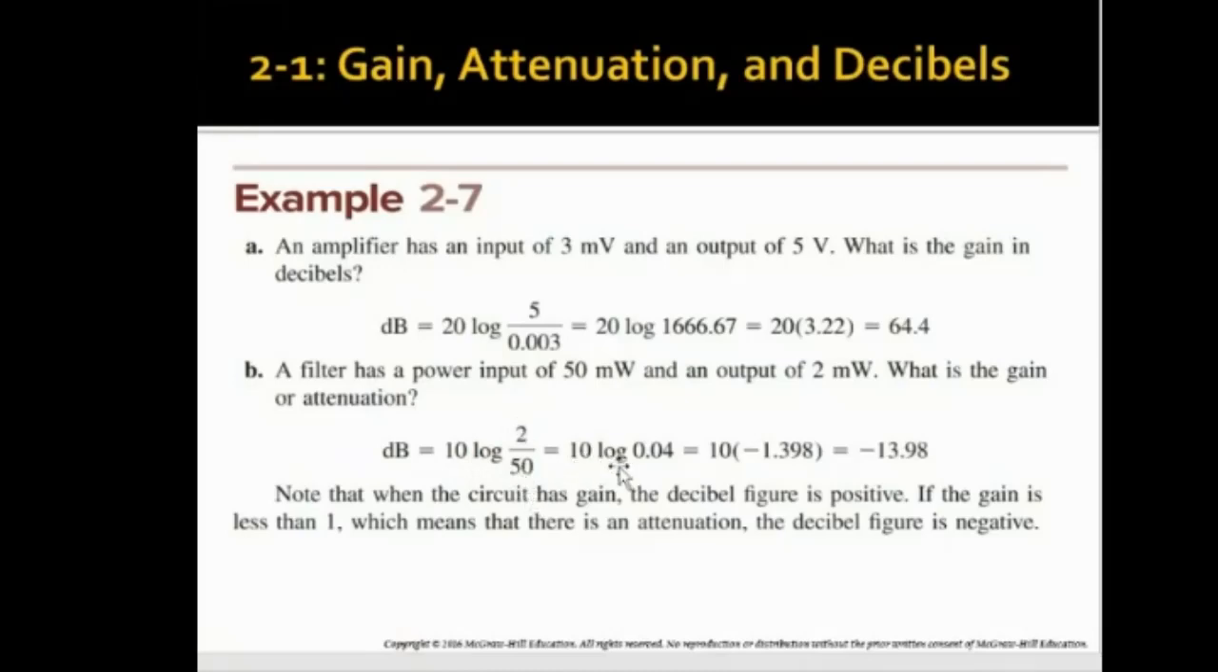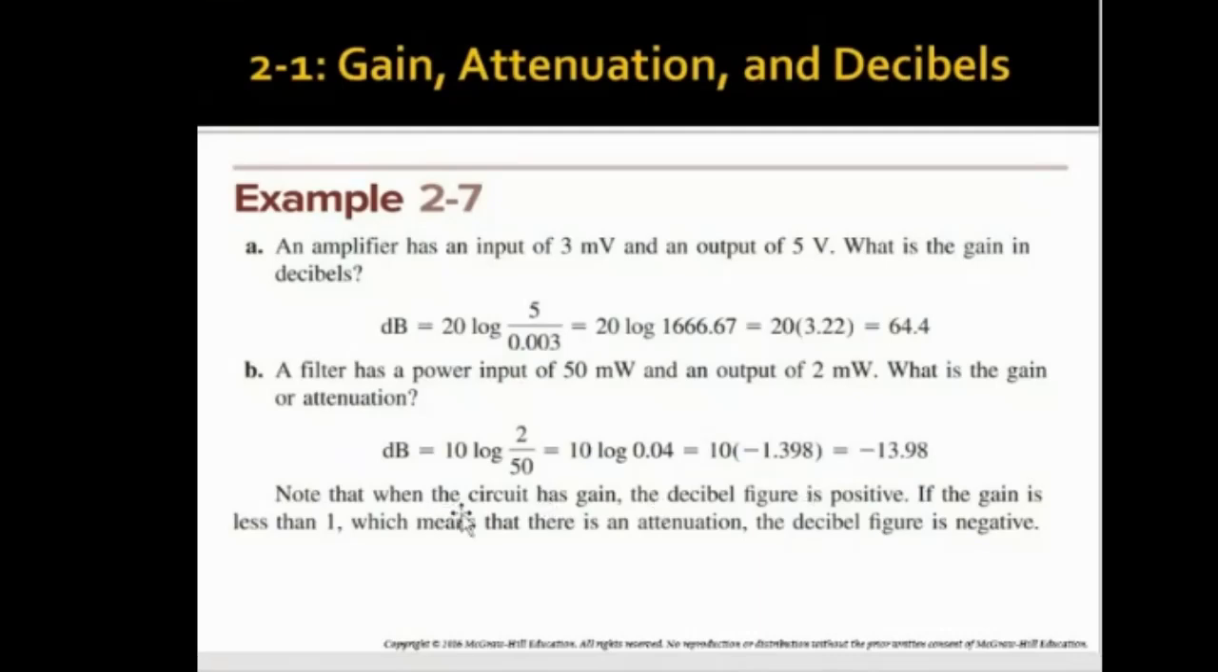So we have 10 log of 2 milliwatt over 50 milliwatt. Since they are both the same unit, we can just keep them. So we have 10 log base 10 of 0.04. The log of 0.04 becomes a negative value because it's smaller than 1. So 10 times minus 1.398, we have minus 13.98, which means we have an attenuation or loss of 13.98 dB.